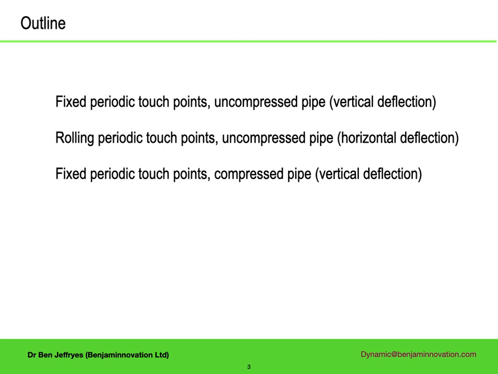I shall be looking at 3 cases, all with periodic touch points. Firstly, where they are fixed and there is no compression, i.e. no axial load on the pipe. This corresponds to vertical deflection of pipe, which is lying on the low side of a hole. Next, where the touch points could roll, again, no compression, corresponding to the horizontal deflection of pipe on the low side of hole. Finally, fixed touch points again, but where the pipe is under compression, i.e. axial load. The case of rolling touch points under compression will be covered along with vibrations in the final talk.